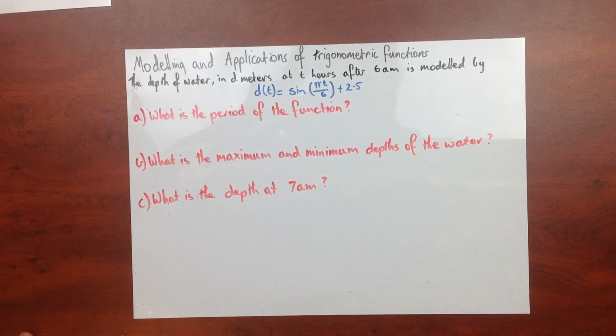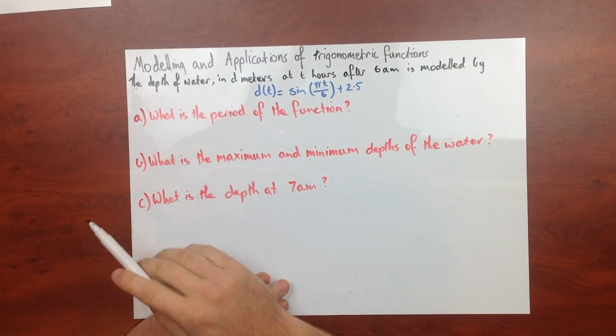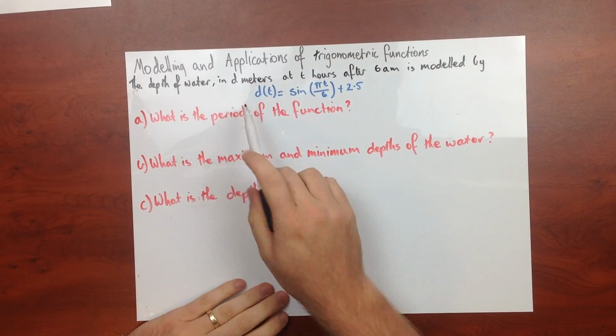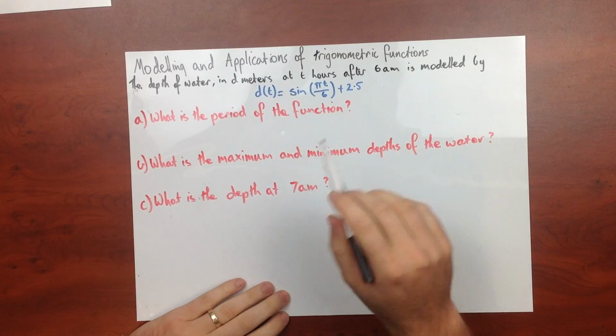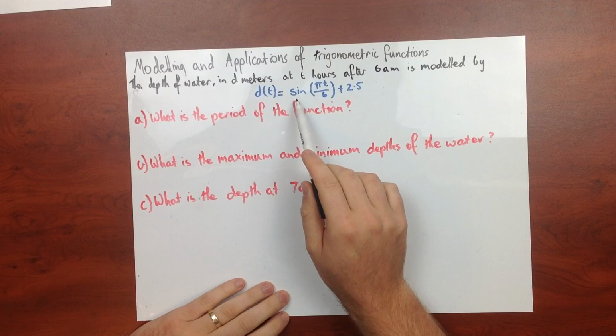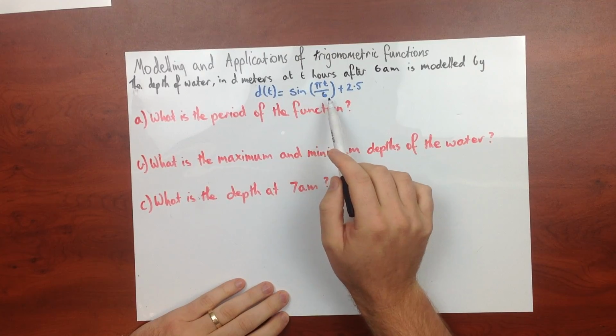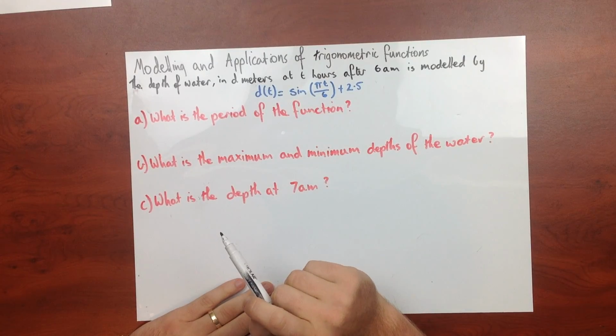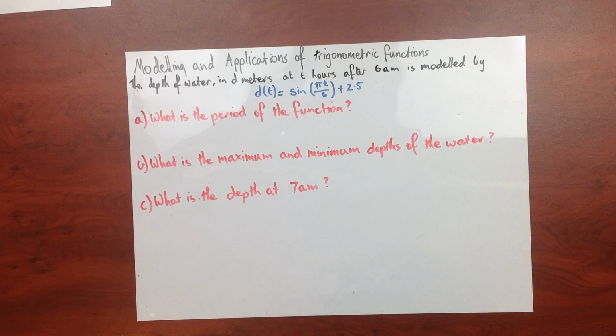Okay, in this tutorial we're going to have a look at a modelling application of trig functions question. This is very typical of the type of application question that you might see on a SAC or an exam for a trig function. The depth of water in d metres, at t hours after 6 am, is modelled by the function d of t equals sine of pi t on 6 plus 2.5. We're just going to go through this worked example.